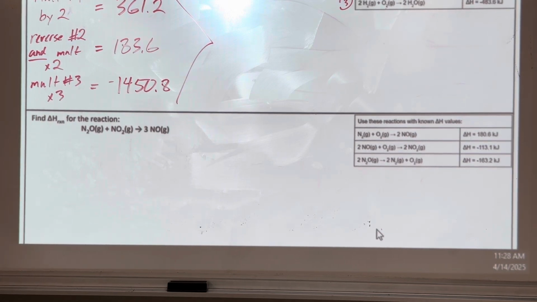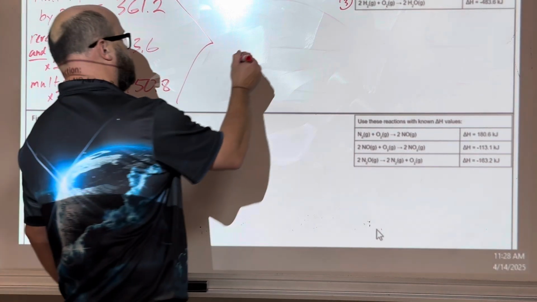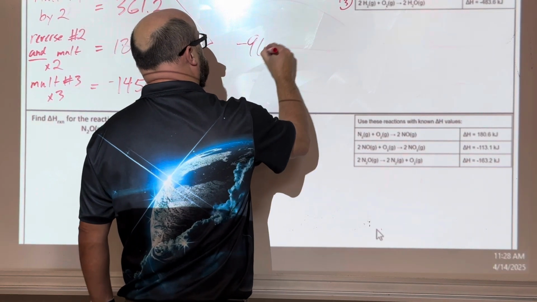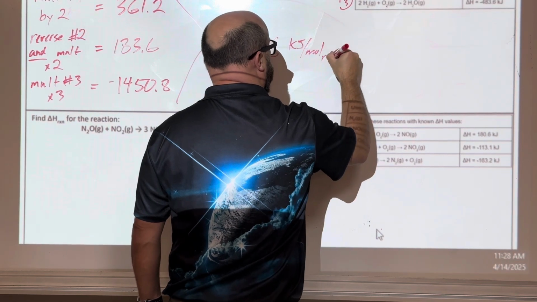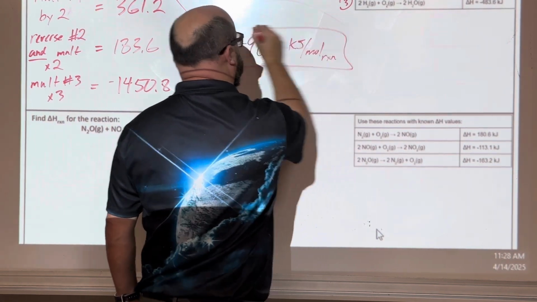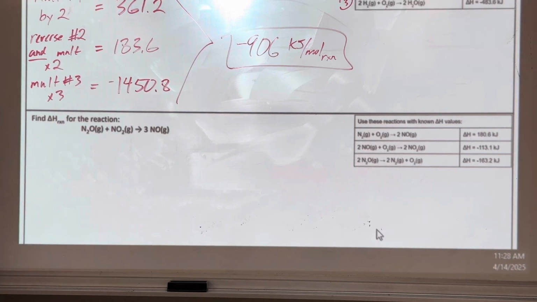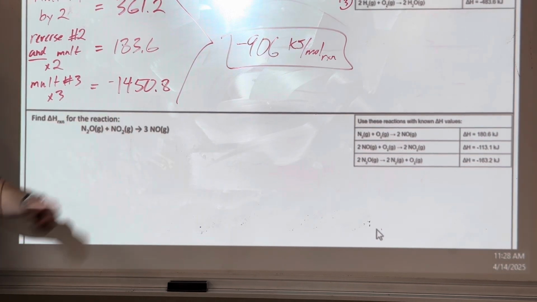And then add these up. 183.6 plus 361.2. Negative 906 kilojoules per mole of the reaction. So my notes have the correct answer, they just have the wrong value right here.